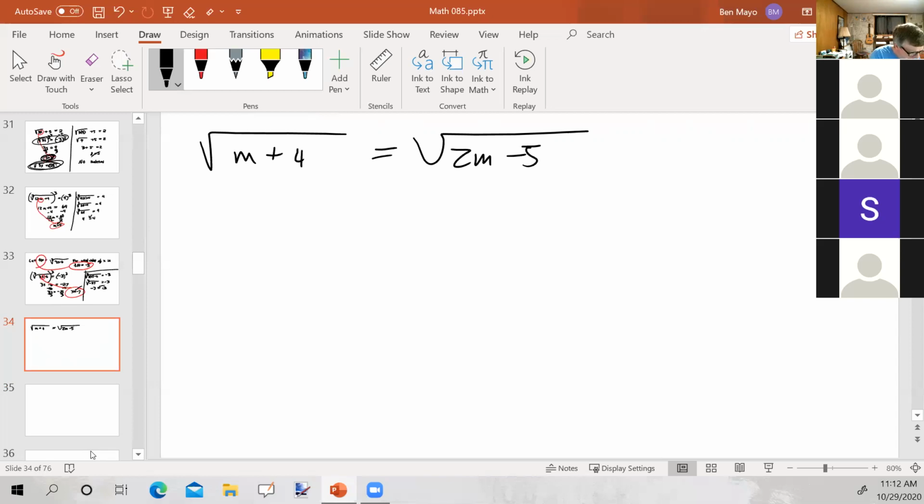Let's see. I'm trying to remember. Did we already do absolute value equations, or is that coming up later on this section? Did we already? Yeah.